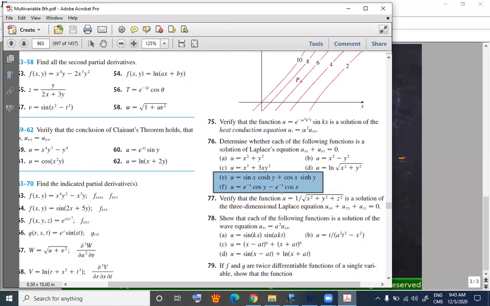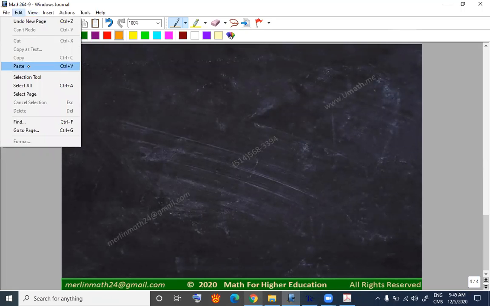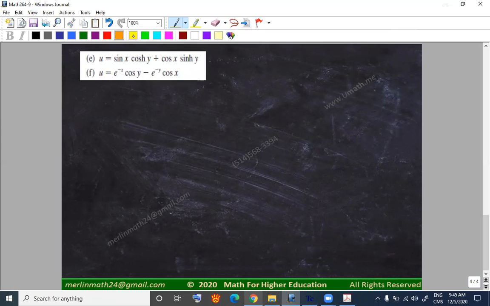Now for the sinh and cosh, I left the other part, so let us solve it now. The derivative of sinh u is cosh u times u prime, chain rule. The derivative of cosh u is sinh u times u prime. So we're doing part E.